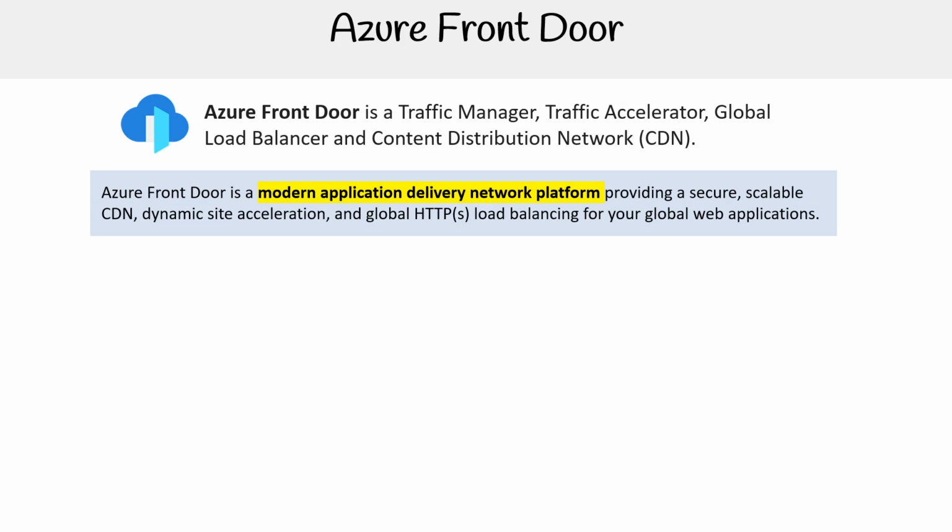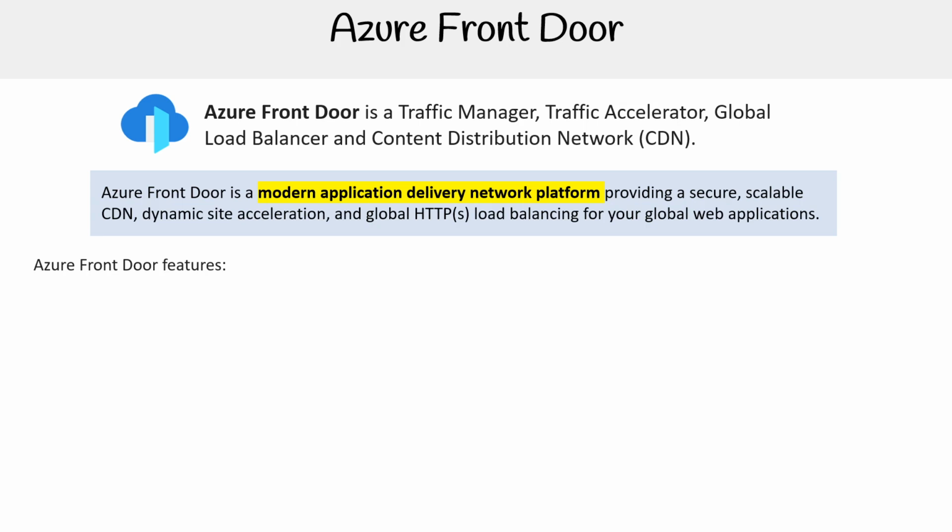So provide a secure, scalable CDN, dynamic site acceleration, global HTTPS load balancing for your global web application. That's the definition that Azure has. But yes, there are going to be services that have overlap with Azure Front Door, like Azure CDN and things like that. But just understand that this is a very robust thing and something that you're going to want to use quite often for your application.